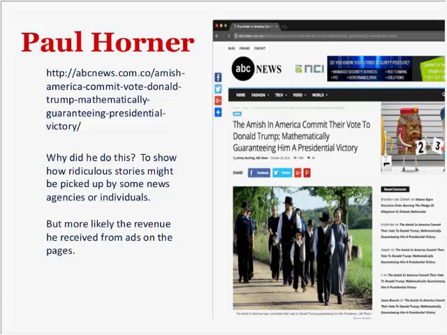And that's very, very different from a satire site like The Onion, which pretends to be a newspaper, but it's commonly known and in the About section made very clear that that is just for purposes of entertainment and comedy and satire. It's not portrayed as being real news the way Paul Horner put this information out. Okay. This is abcnews.com.co. So that's another example of a time that the URL was a tip-off.